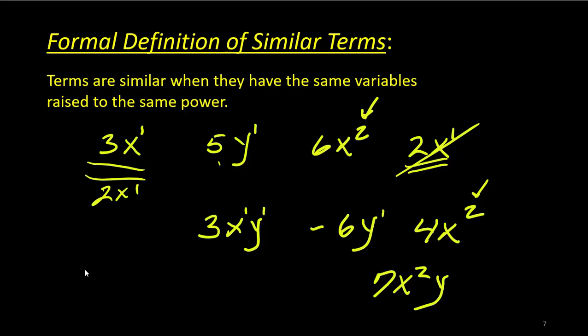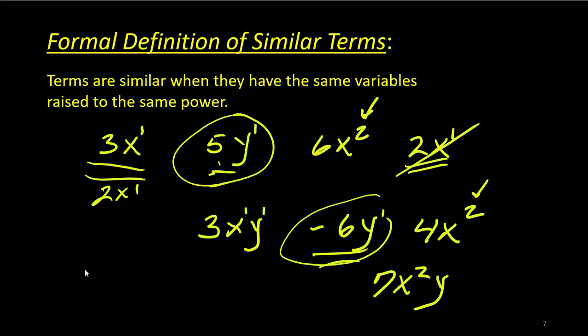Now I'm just going to go to the 5y to the first power. Go ahead and underline him. x squared differs in 2 different ways. It's an x term and it has a power of 2. Moving on, here we have x to the first, y to the first. That's not exactly the same as y to the first, but we come to this one, right? This term and this term are similar.